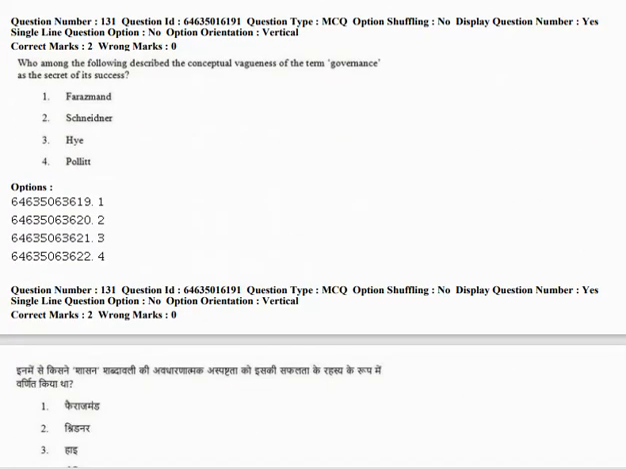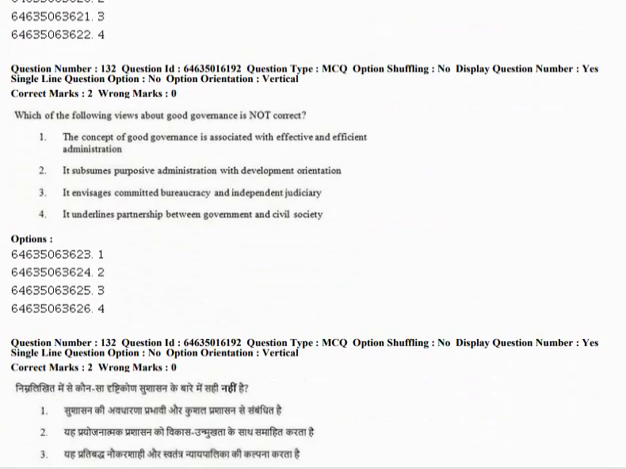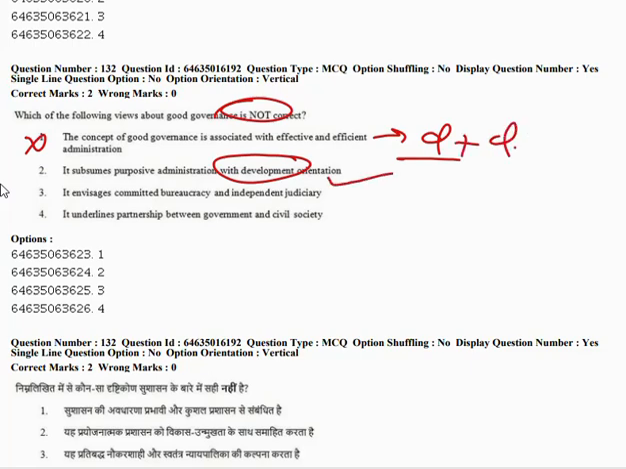131. Who among the following described the conceptual vagueness of the term governance? It is Polit. 132. Which of the following views about the good governance is not correct? The concept of good governance is associated with effective and efficient administration. ये distributive administration पे बात करता है, यही गलत हो गया. It subsumes the purposive administration and development orientation, सही है. Development, distribution plus development का बात कर रहा है. It envisages the committed bureaucracy and independent judiciary. Of course, it underlines the partnership between the government and civil society. Means option number 1 is the correct answer.